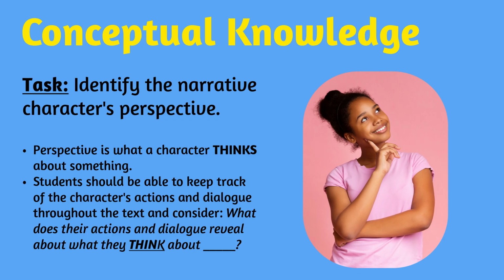Again, our task is the same. Identify the narrative character's perspective. Again, perspective is what a character thinks. So, the conceptual knowledge, the principles and ideas that students need, is that they need to keep track of the character's actions and dialogue throughout the text. And as good readers, consider what their actions and dialogue reveal about what they think about blank.